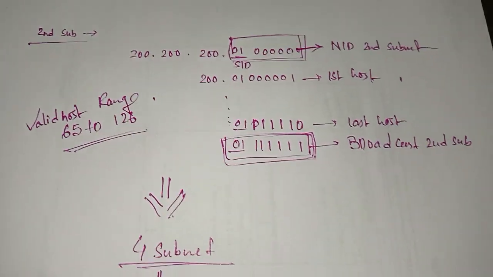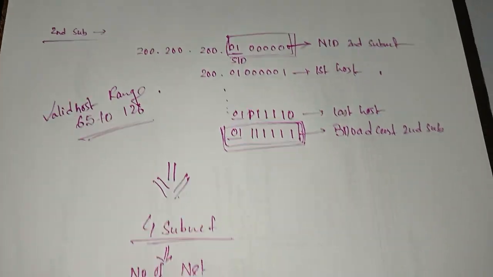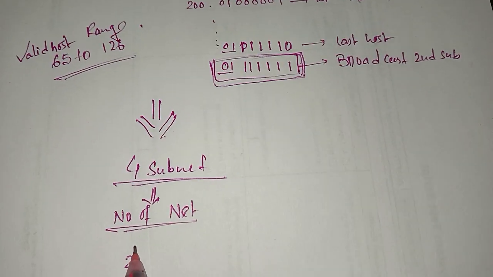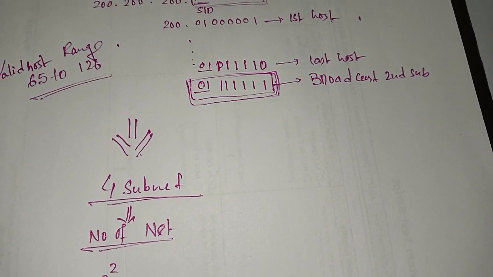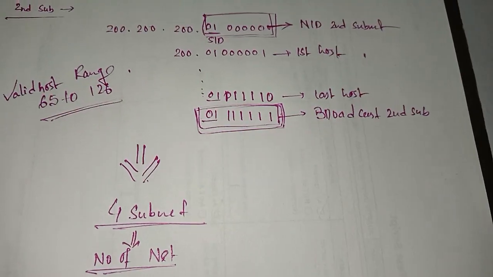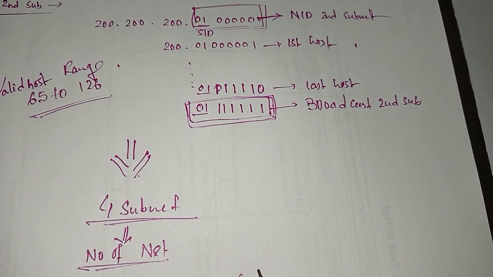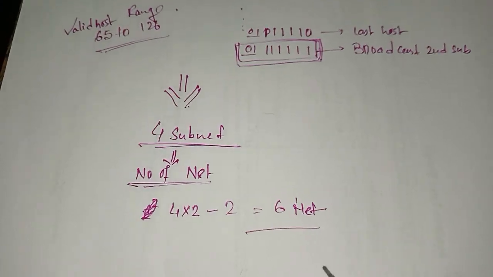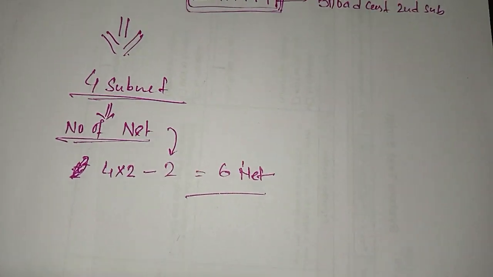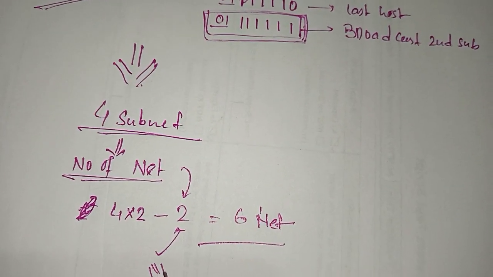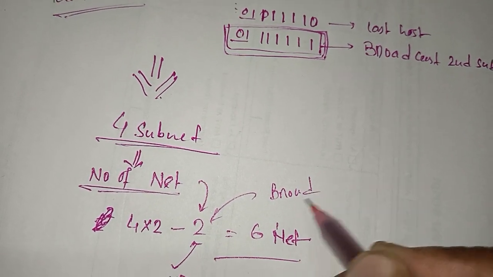So we can say 2 to the power 2 is 4, and 4 into 2 minus 2 means 6. 6 network IDs are wasted. We subtract 2 because if we did not apply subnetting, we would use one network ID and one broadcast address for the entire network.